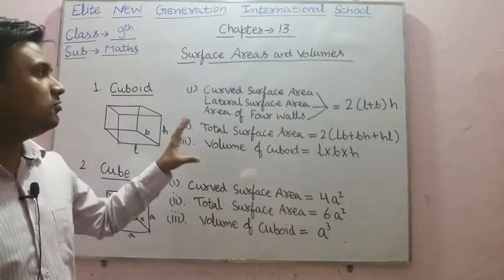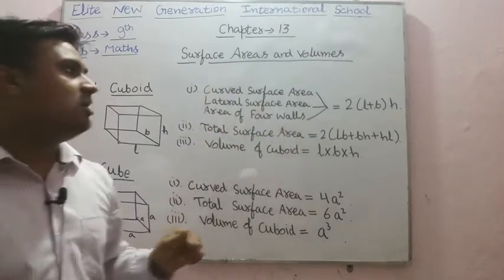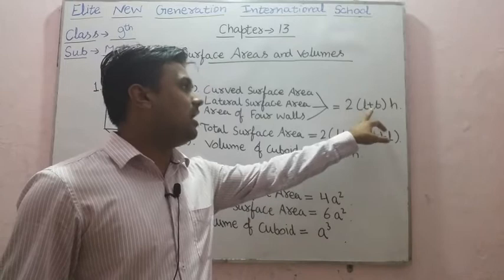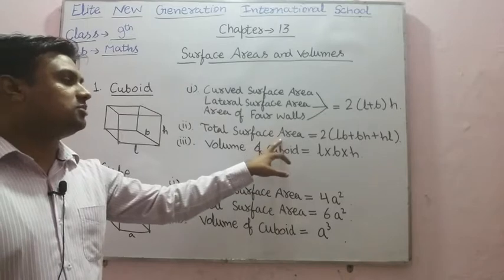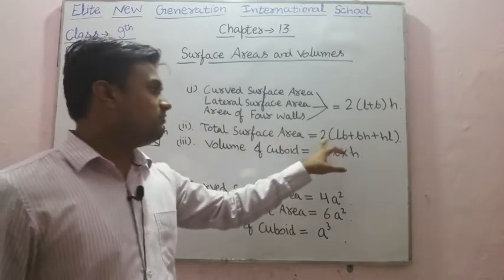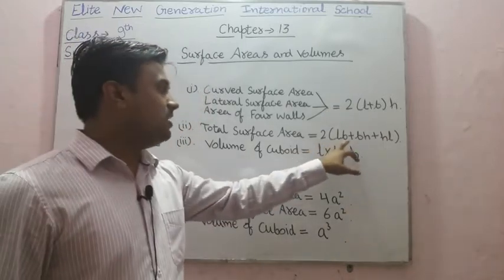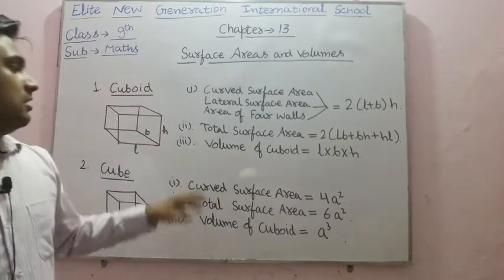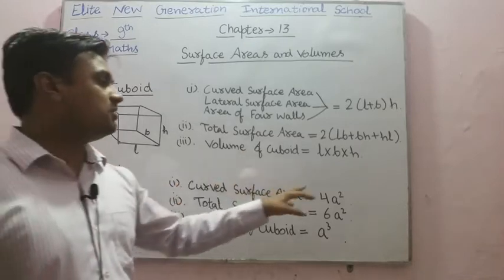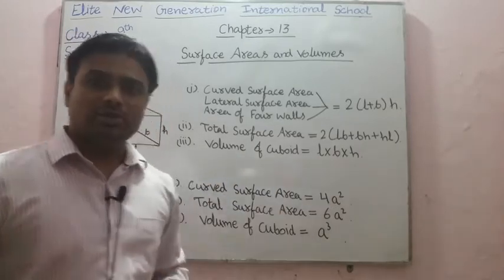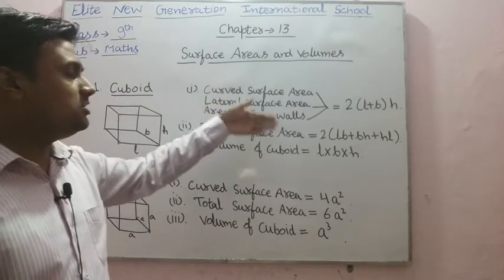The formula for the curved surface area, lateral surface area and area of four walls of a cuboid is 2 into (L plus B) into H. Then the total surface area of a cuboid is given by the formula 2 into (LB plus BH plus HL), where L means length, B means breadth and H means height. And finally, the volume of a cuboid is L into B into H. All the questions related to a cuboid will be solved using these formulas.